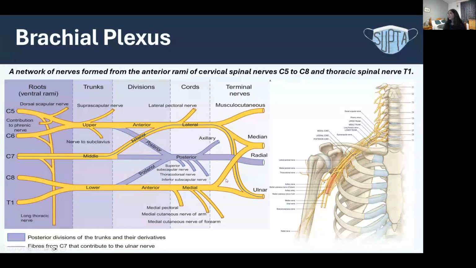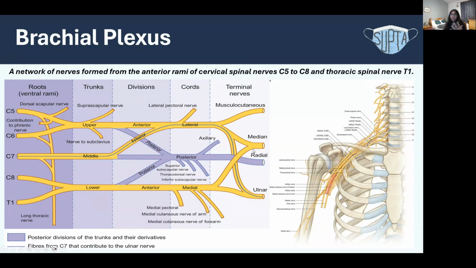Okay, and they all join together to give us our important upper limb nerves. So we have our musculocutaneous nerve here, and it's formed as a result. And if you have a look at the roots as well, it's important to know the roots of some of these nerves.